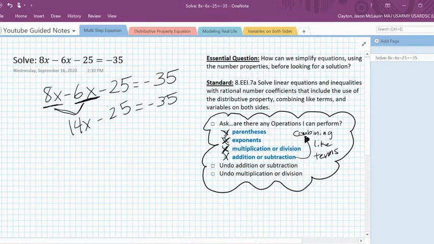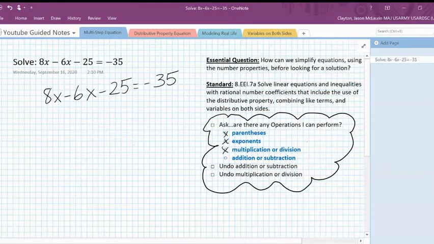Addition or subtraction? When we look at addition and subtraction, remember, addition and subtraction involves combining like terms. So because I have like terms, 6x and 8x, I want to start by combining these values. 8x and 6x is 14x. I bring down my minus 25 equals negative 35.